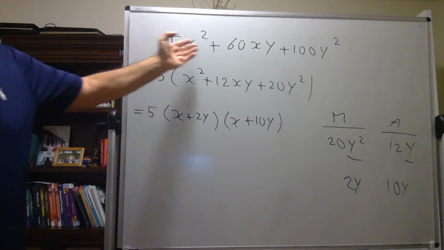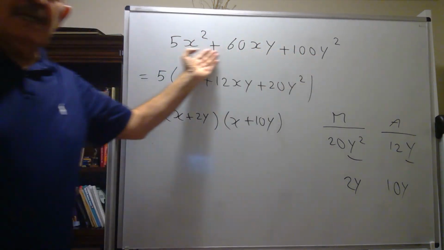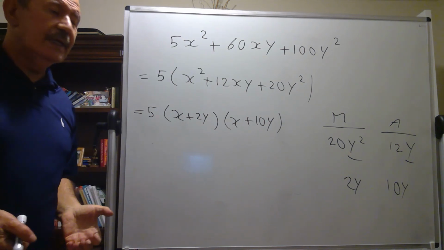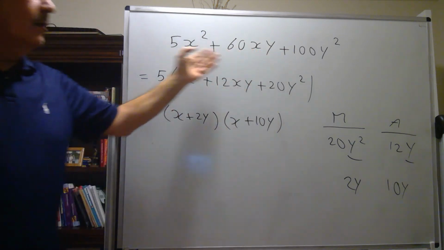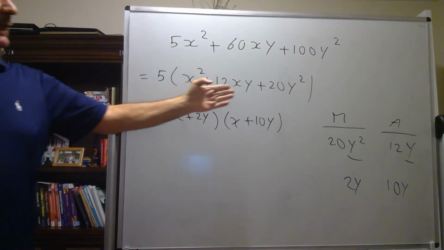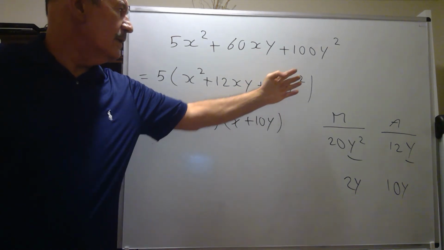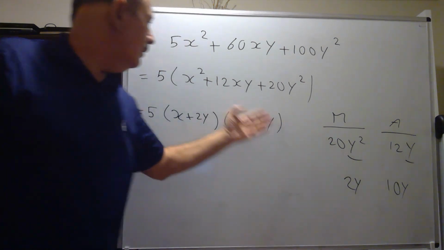I just used this example so that if you see this type of expression, don't panic, don't get confused. First, always take out any common factor that we have between the terms. Then if you have this type of thing, y squared and y, just ignore the y, find the numbers and put them in the brackets.